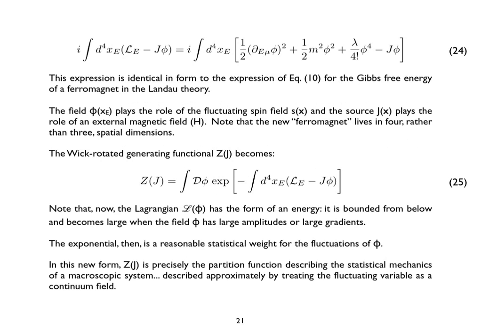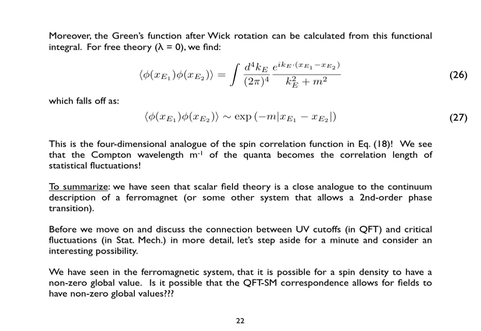Okay, so we're in quantum field theory now, but we see that after doing this Wick rotation, we can compute the Green's function, which is basically a 2-point function, and we see the same type of damped behavior, right? So what we've seen is that this scalar quantum field theory is a very close analog to the continuum description of a ferromagnet in terms of the spin field.